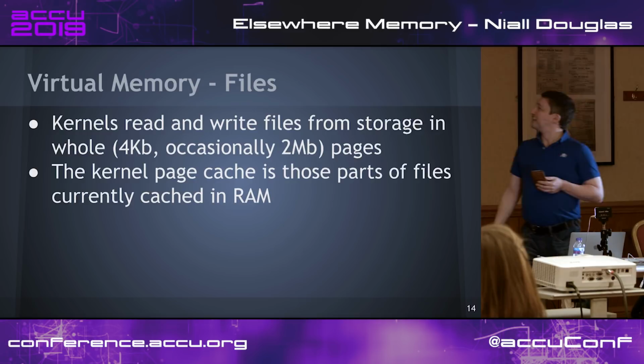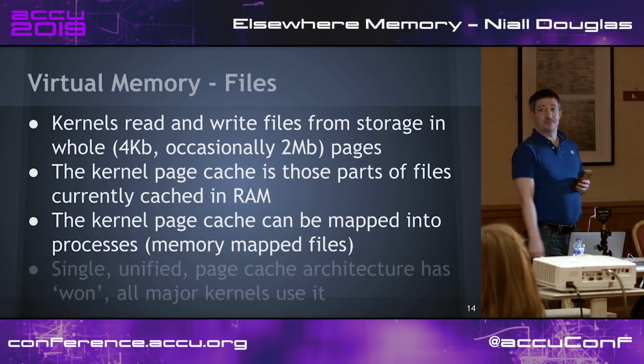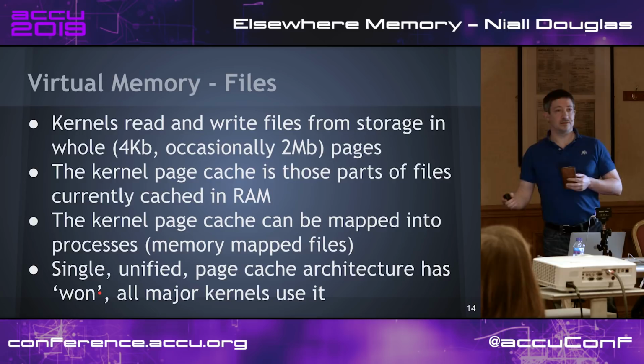Kernel page cache pages are the bits that are mapped in, just different pages. Memory mapped files are implemented by simply taking bits of the kernel page cache and mapping them into your user space process. Single unified page cache architecture has won. There was a huge debate for a very long time about whether you should have a cache for memory mapped files and a separate cache for files, you know, segment the stuff.